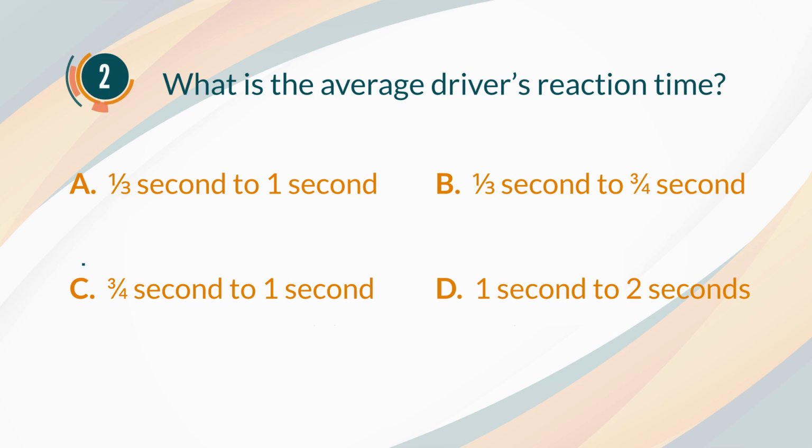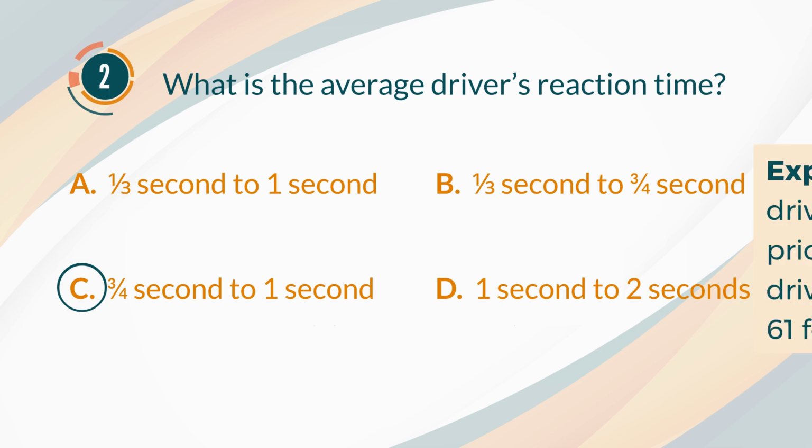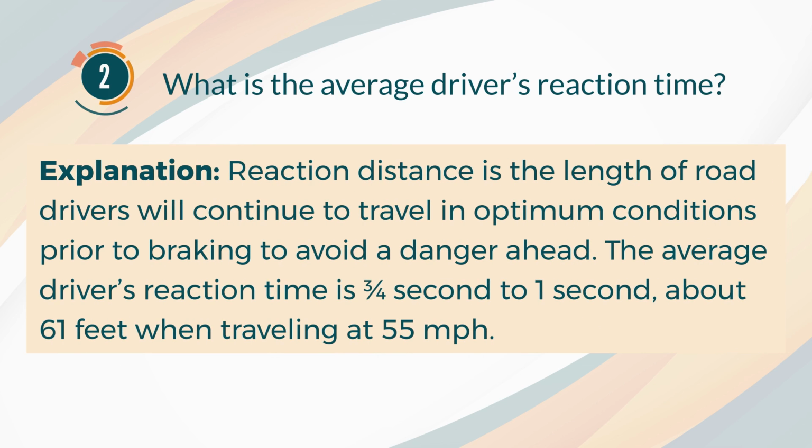The correct answer is C. 3/4 second to 1 second. Explanation. Reaction distance is the length of road drivers will continue to travel in optimum conditions prior to braking to avoid a danger ahead. The average driver's reaction time is 3/4 second to 1 second, about 61 feet when traveling at 55 miles per hour.